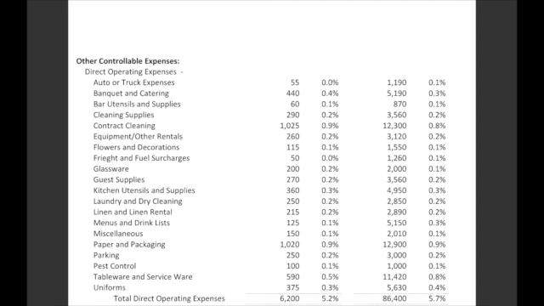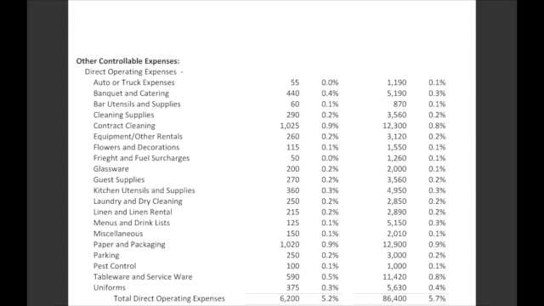You might have more of these, you might have less of these. And remember, if you're not lumping them into other or miscellaneous, you're going to be okay. You may or may not have some of these expenses, and there might be some expenses missing. The beauty of this whole system is you can add more and you can take them away. So we got auto and truck expenses. These are company-owned vehicles. Banquet and catering, bar utensils and supplies, cleaning supplies.